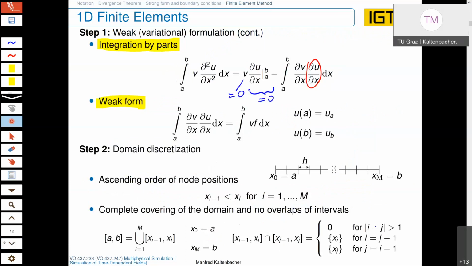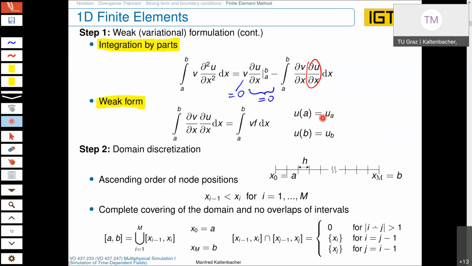Okay, so that means the weak form is that we now have to solve this equation here, and in addition, u should fulfill the Dirichlet boundary condition as written here.